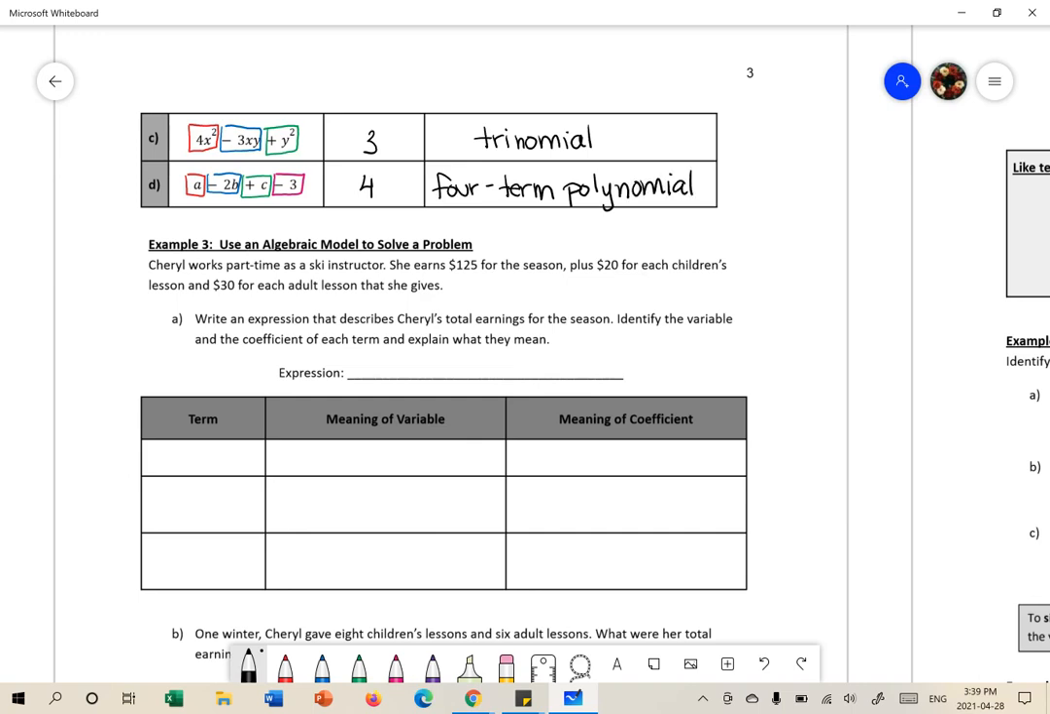Let's practice with a word problem. Cheryl works part-time as a ski instructor. She earns $125 for the season, plus $20 for each children's lesson, and $30 for each adult lesson she gives. Write an expression that describes Cheryl's total earnings for the season. Identify the variable and the coefficient of each term, and explain what they mean.